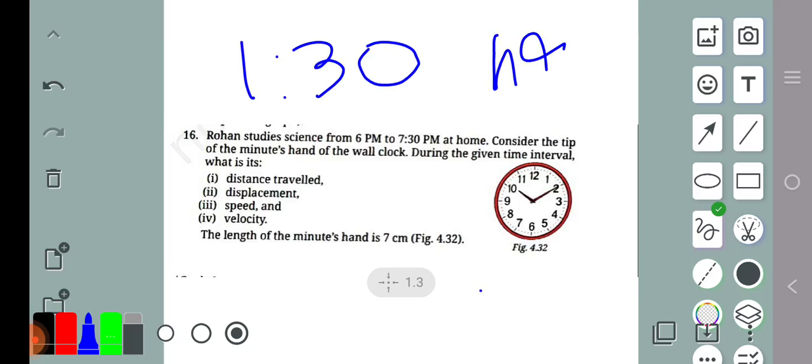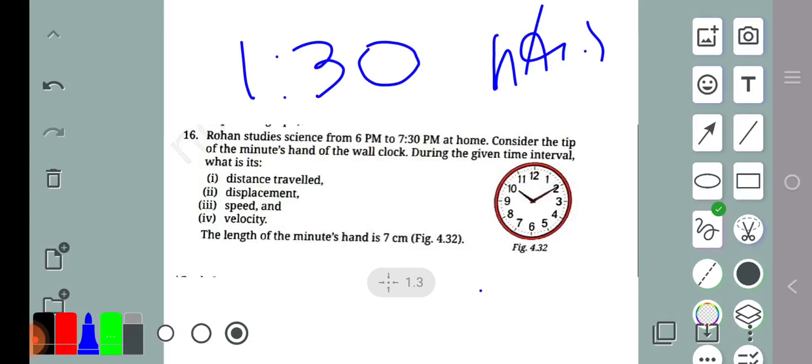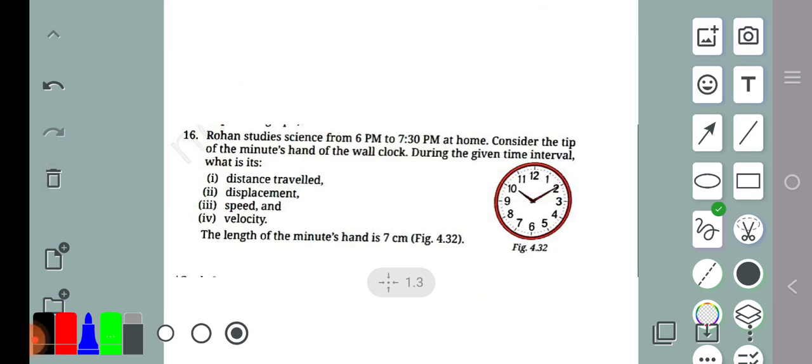Now, consider the tip of the minute hand of the wall clock during the given time interval. To solve any question, two things you need to remember. First thing, Roshan studies science from 6 p.m. to 7:30 p.m. Okay, 6 p.m. to 7:30 p.m. Roshan is studying at home. Consider the tip of the minute hand. Minute hand means they are telling this hand. Consider the tip of the minute hand on the wall clock during the given time interval.